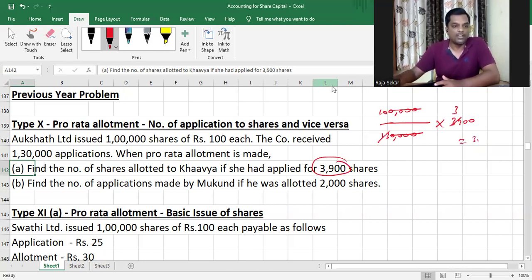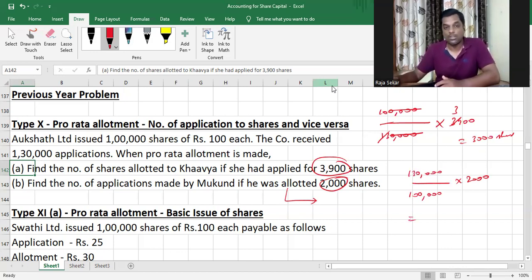300 into 10 is 3,000. Again, we get the same answer. Again, if you do it for Mukund, they're given the total shares allotted to Mukund, right? So in the denominator, what are we supposed to write? Are we supposed to write the total applications or the total shares? If total shares have been given in the question, we write the total shares in the denominator and total applications in the numerator to find out the number of applications made by that particular shareholder.